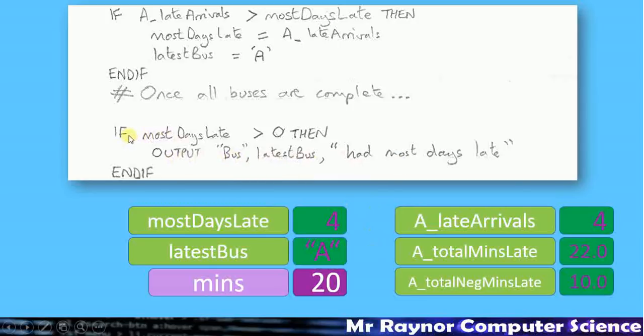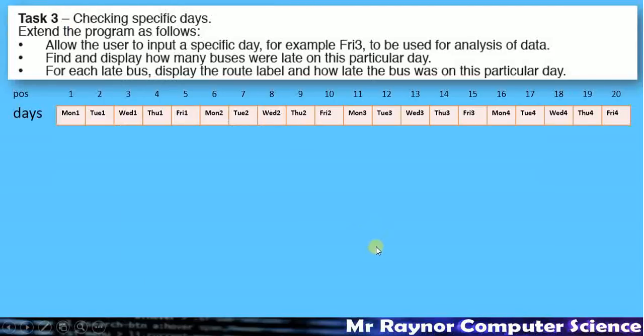Just to be on the safe side, let's check that there were some buses with late days, because you may enter all positive data, and then none of them would be the latest, would they? They'd all be positive. So just to make sure I checked, is it greater than 0? And there we have it. Okay, so that's task 2 done. Swiftly moving on, task 3.